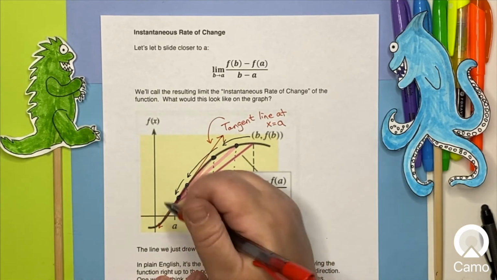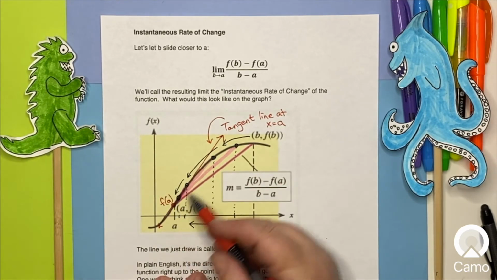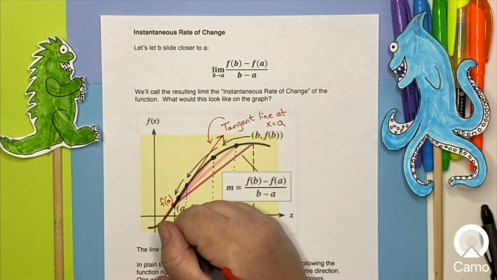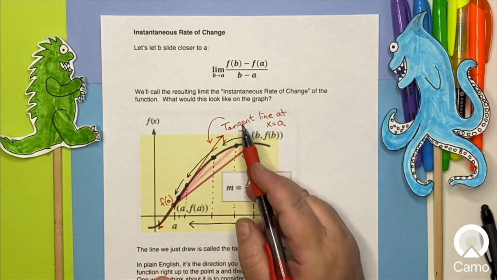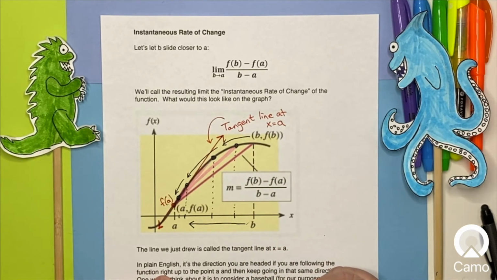So if we look here, here's f of a, there's f of a, and if we draw this line right there at a, that is the tangent line, and the slope of this tangent line is the instantaneous rate of change. It's the slope of the graph at that point, which is kind of a weird concept. What does that even mean?